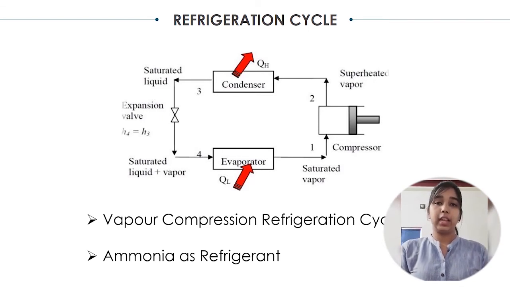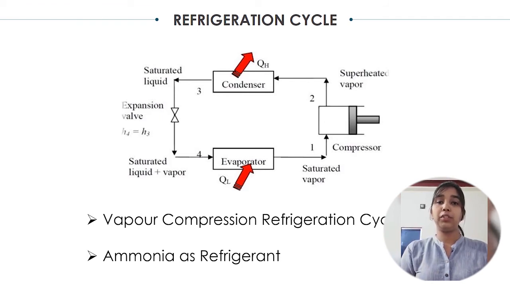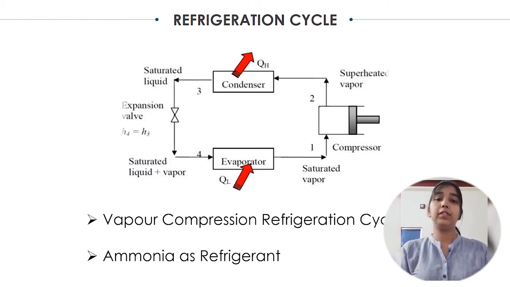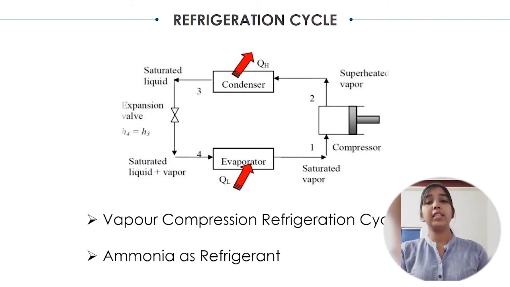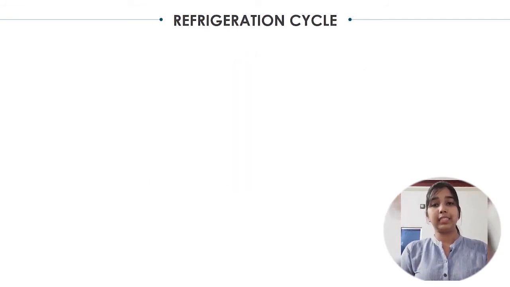Since we are using ammonia as refrigerant, and ammonia attacks copper, we can't go for copper tube. We need to go for wrought iron as the material of construction. We are now coming to the next slide.